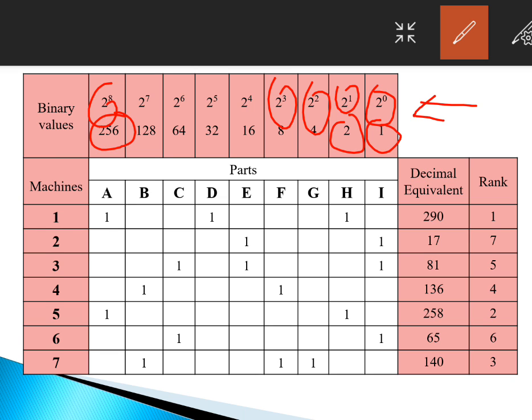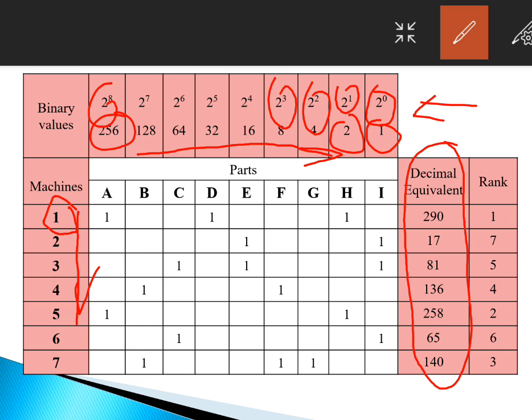And the remaining things, machines are represented in Y direction and the parts are represented in X direction, and here the decimal equivalent value is given. I will show you an example for machine 1. For machine 1, there are 3 ones: 1, 2, 3. Here the equivalent value is 256. Here the equivalent value is 32. Here the equivalent value is 2, hence 256 plus 32 plus 2 is equal to 290.